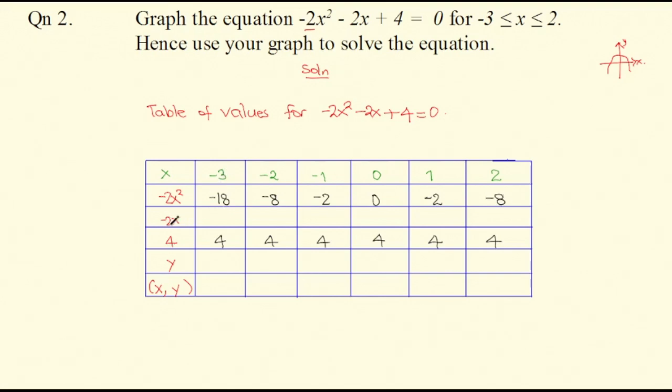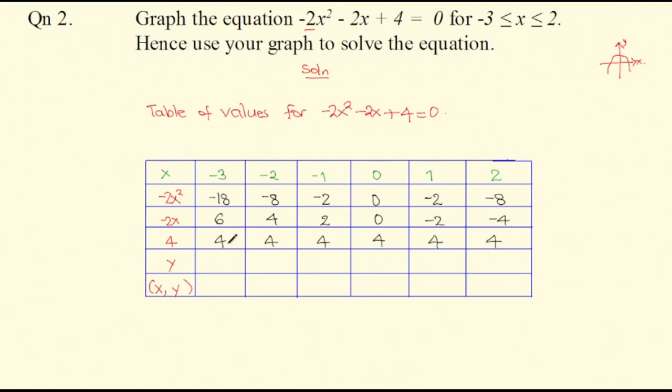Now here we have -2 times -3, we get +6. Next, -2 times -2, we get +4. The next number, -1 times -2, we get +2. 0 times -2 vanishes to 0. And 1 times -2, we get -2. And lastly, 2 times -2, we get -4.